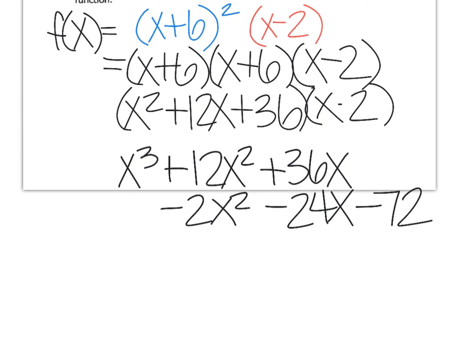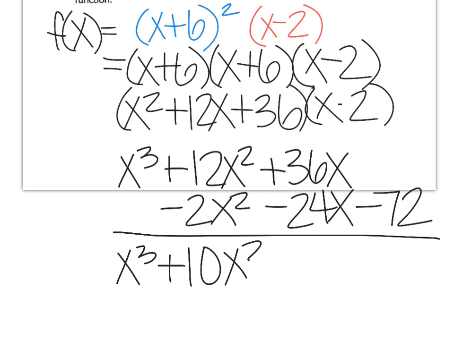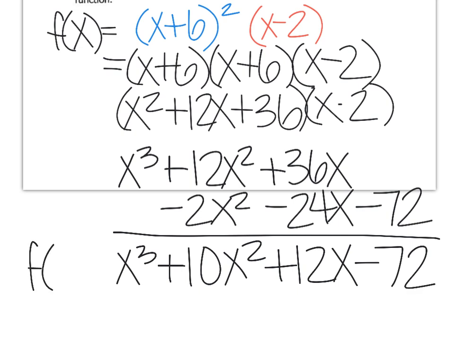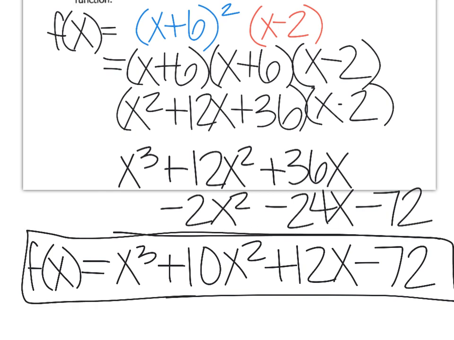All right, and just like what we learned last chapter, I told you guys, write like terms in columns underneath each other, so then it's easy to combine like terms. So we're left with x to the third plus 10x squared plus 12x minus 72. And this would be our function in standard form that has a 0 at negative 6 with multiplicity 2 and a 0 at 2 with multiplicity 1. This would be your final answer.